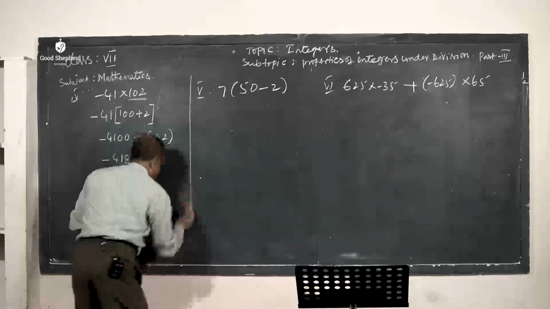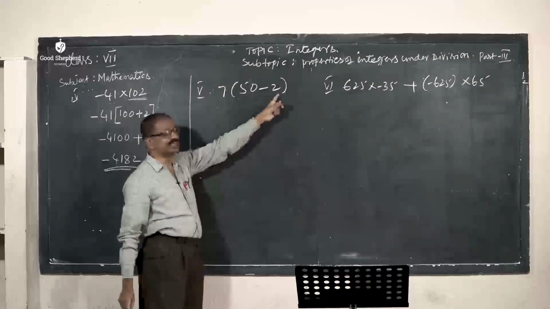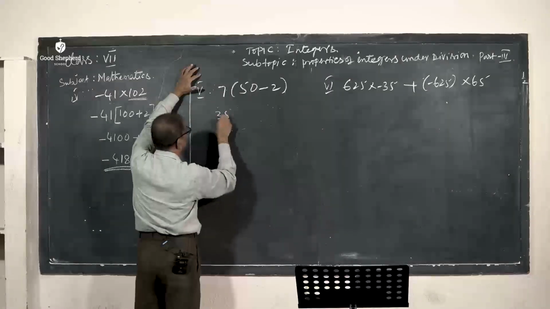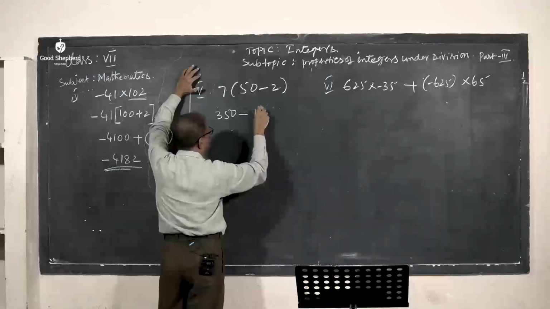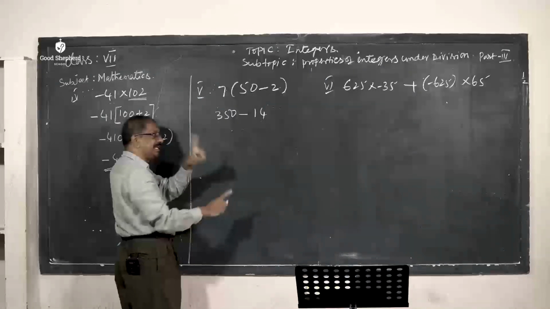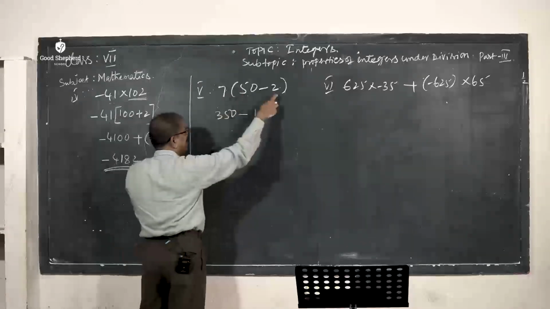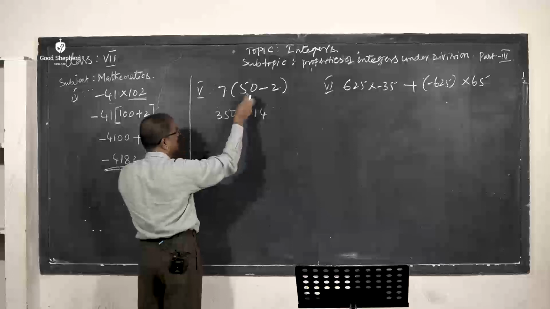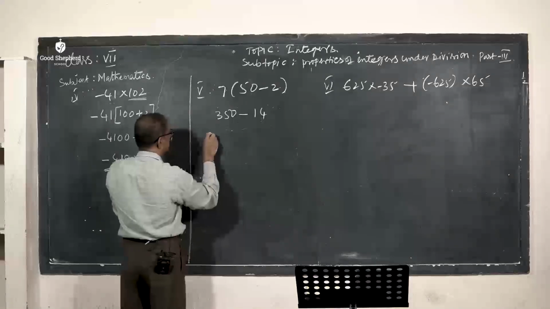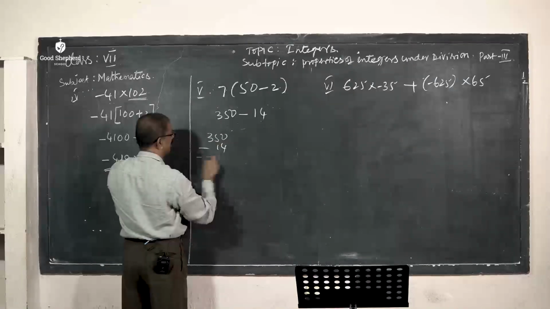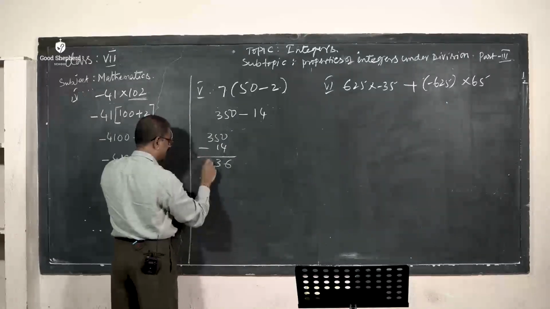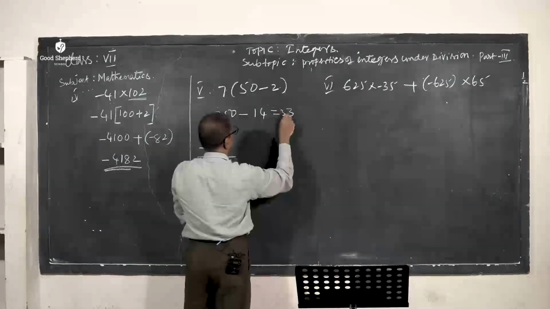4,182. Similarly, this also, 7 into 52 minus 2. Now here it's very simple, I can write it. 7 into 5 is 35, so 350, minus 7 2s are 14. Otherwise, I can do 50 minus 2 is 48 into 7 and multiply. By using the distributive property, 7 into 50 is 350 minus 7 2s are 14. Now 350 minus 14: 10 minus 4 is 6. Here is 4, 4 minus 1 is 3, and it will become 3. So this is equal to 336.